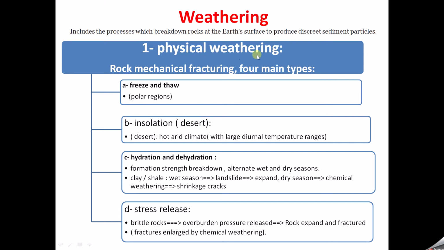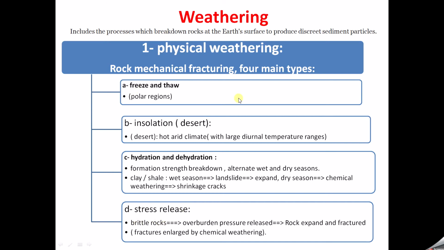So the first type of weathering, physical weathering, we call it rock mechanical fracturing, and there are four types of it. Freeze and thaw, that happens in polar regions. Second one, insolation, happens in deserts, with hot arid climate and large diurnal temperature ranges. The third type of physical weathering is hydration and dehydration. So formation strength will break down, especially if you have shale, clay minerals during wet and dry seasons. And the fourth type is stress release, especially in brittle rocks like igneous rocks.